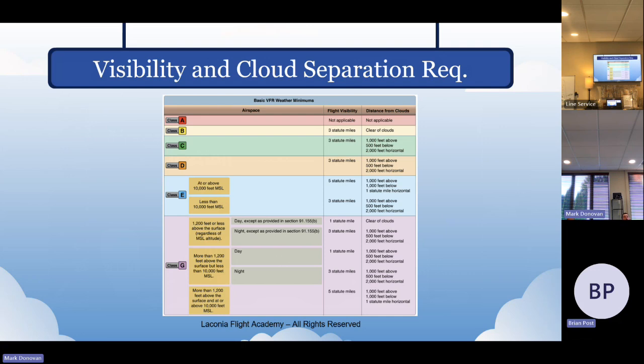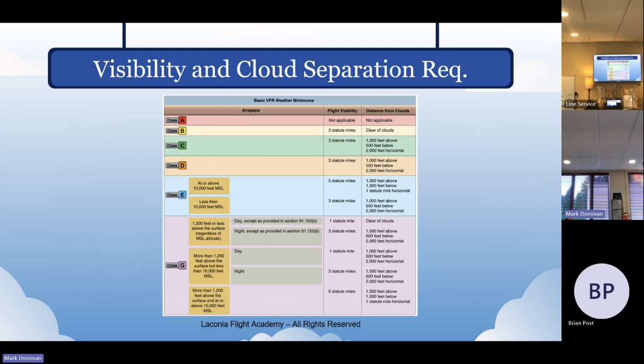to be either 500 feet below the clouds or 1,000 feet above them and 2,000 feet horizontally away from them. Above 10,000 feet Class Echo, you need 5 statute miles, 1,000 feet above, 1,000 feet below, and then 1 statute mile horizontally. Any idea why you need more separation at 10,000 feet or above?